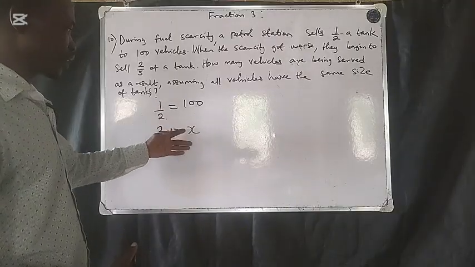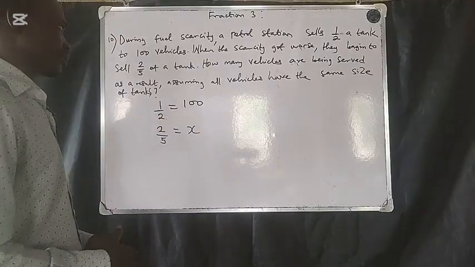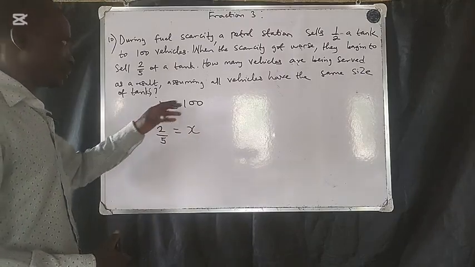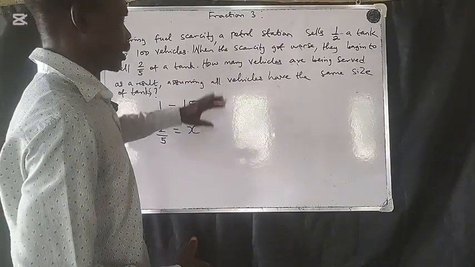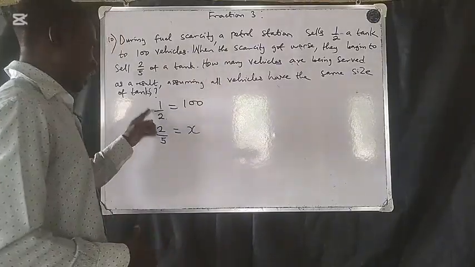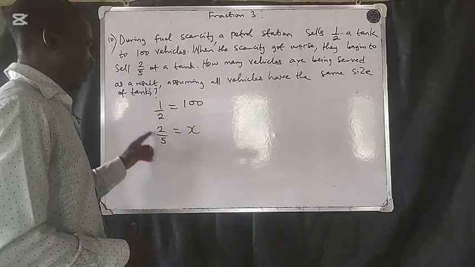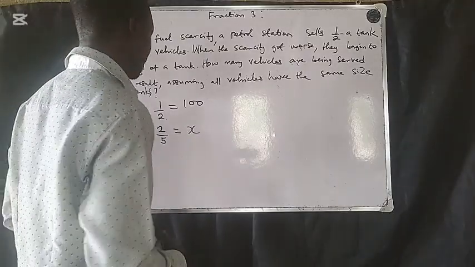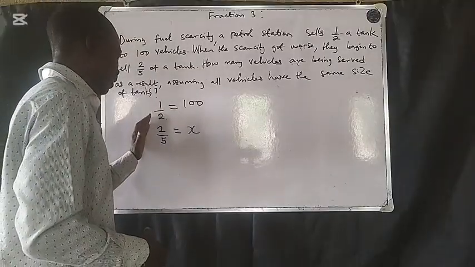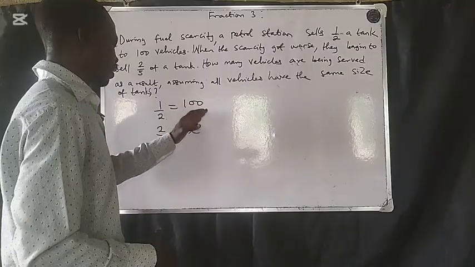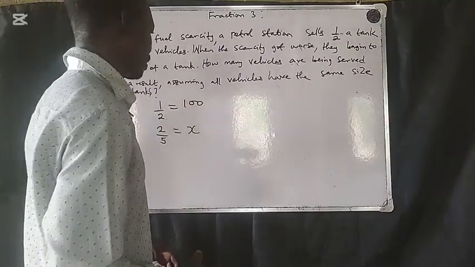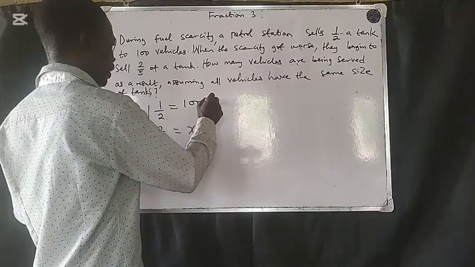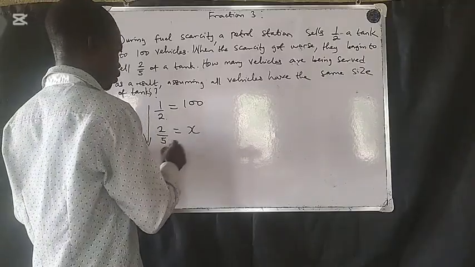That means they are going to sell to more cars, because they are serving the same size of tank. When they are selling half, they sell to 100, and when they are selling 2/5, they are going to supply more than 100 cars. As the rate of the tank is reducing, the number of the vehicles they are supplying will increase. So we go up.